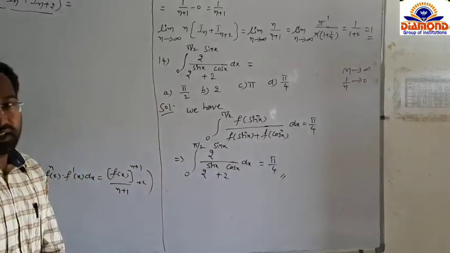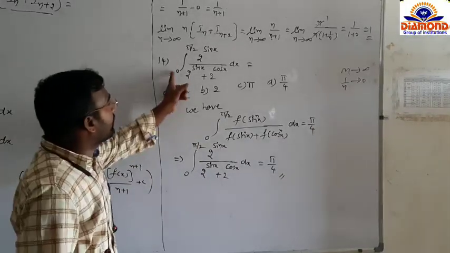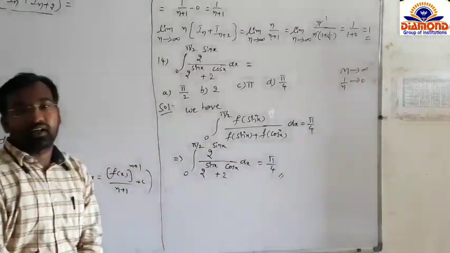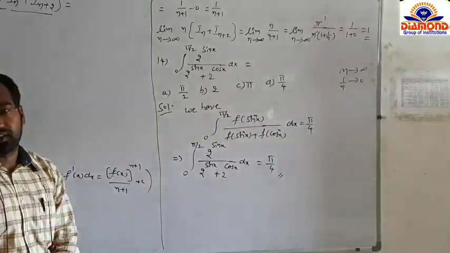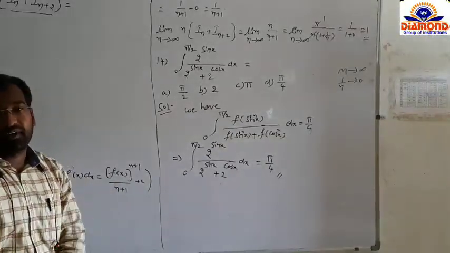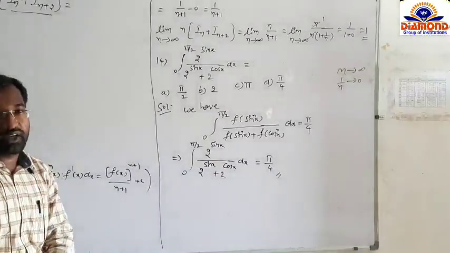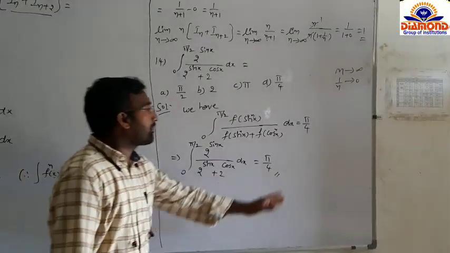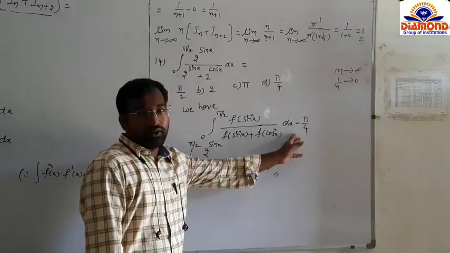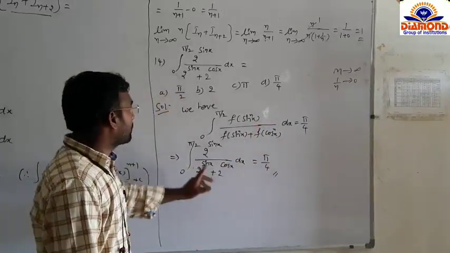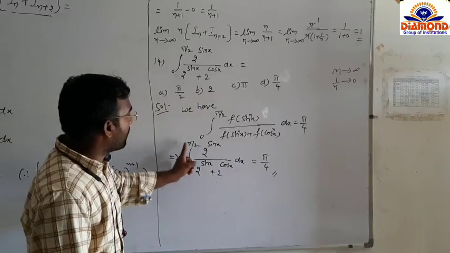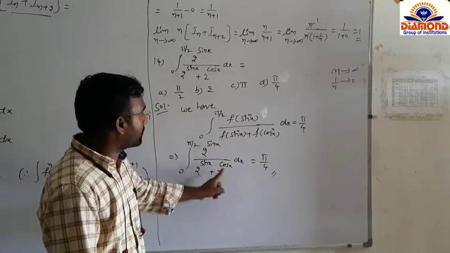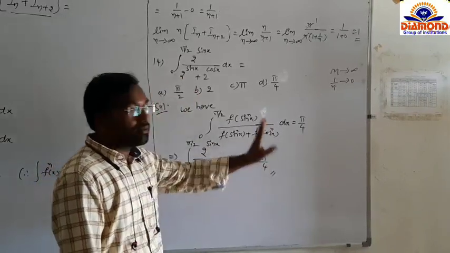So we have the relation: if the limits are given 0 to pi by 2, and the numerator and denominator contain sin x and cos x terms, with the numerator and denominator having the same power, then the answer is compulsorily pi by 4 only. So that's why for the given problem, the integral 0 to pi by 2, 2 power sin x by 2 power sin x plus 2 power cos x dx is equal to pi by 4.